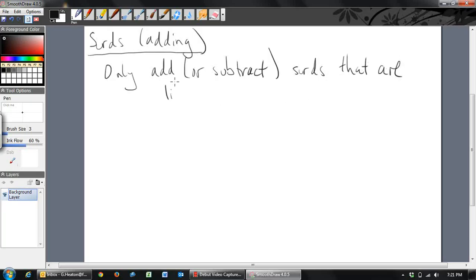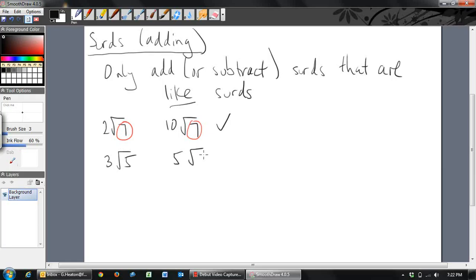that are like surds. And what like surds are is surds that have the same number underneath the square root sign. So 2 root 7 and, let's say, 10 root 7, we can add those. Yes, we're allowed to. They're like surds because they have the same number underneath the square root sign. What about 3 root 5 and 5 root 3? Can we add these two together?